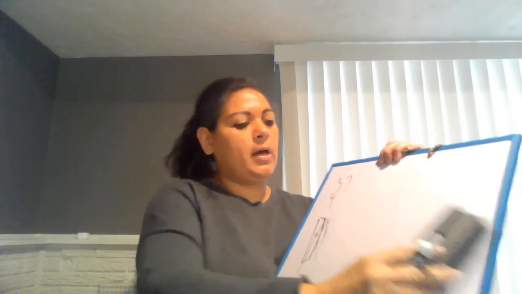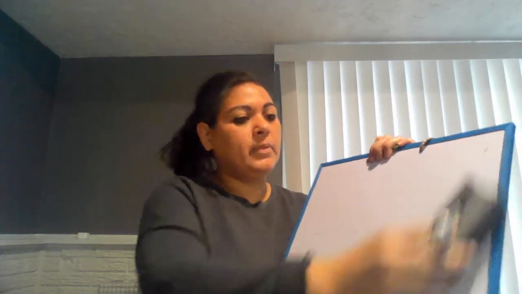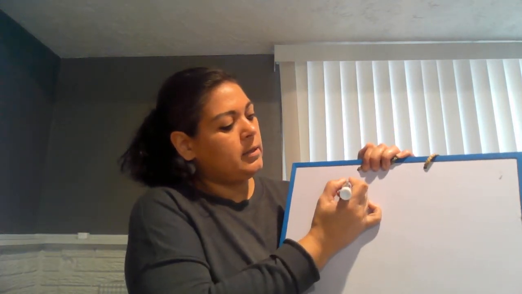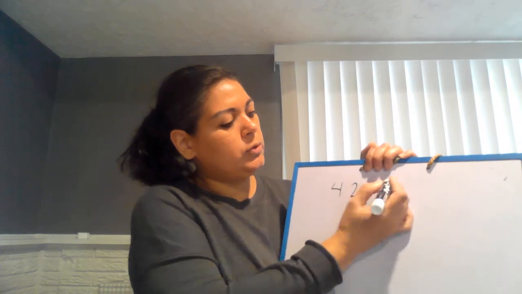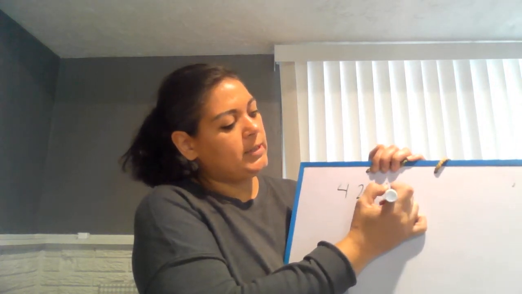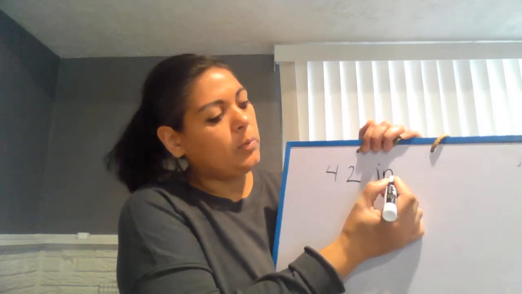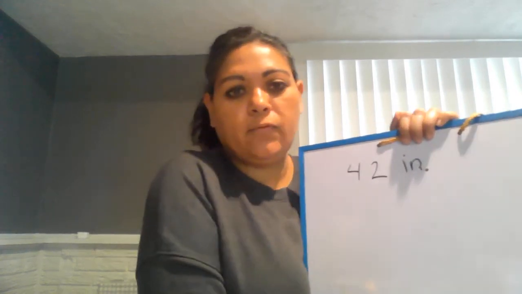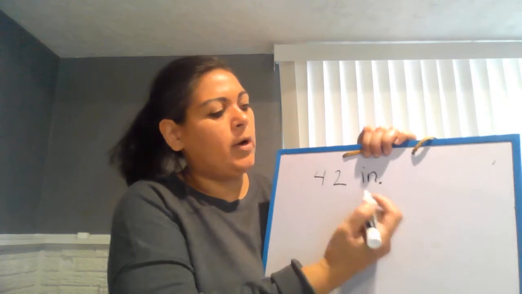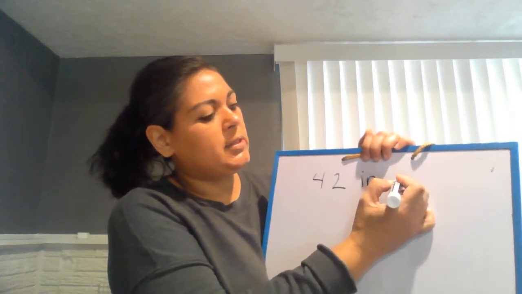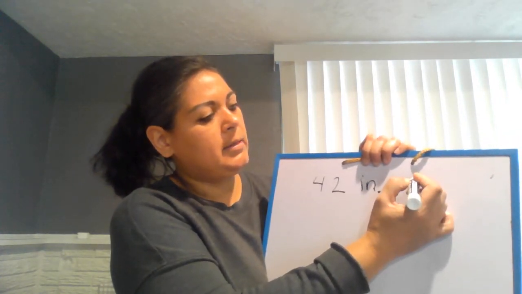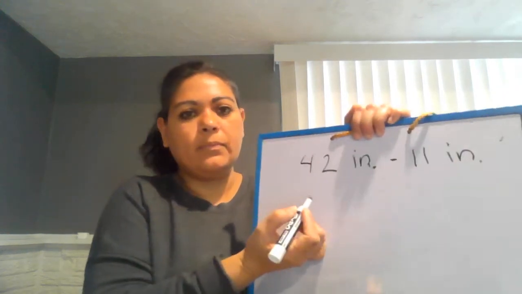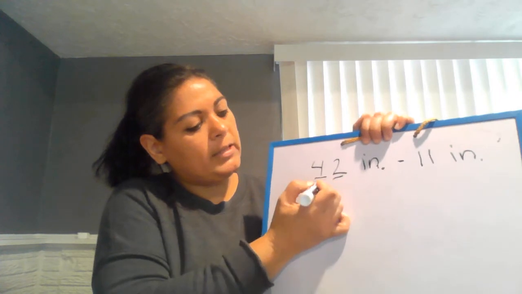Okay, so let's try another one using the place value method. All right, what if I did 42 inches? And you know what, we will get into abbreviations, so I'll do the abbreviation for inches. We'll talk more about that tomorrow. Inches, 42 inches minus 11 inches, okay? All right, so let's go ahead. I'm going to place value it.